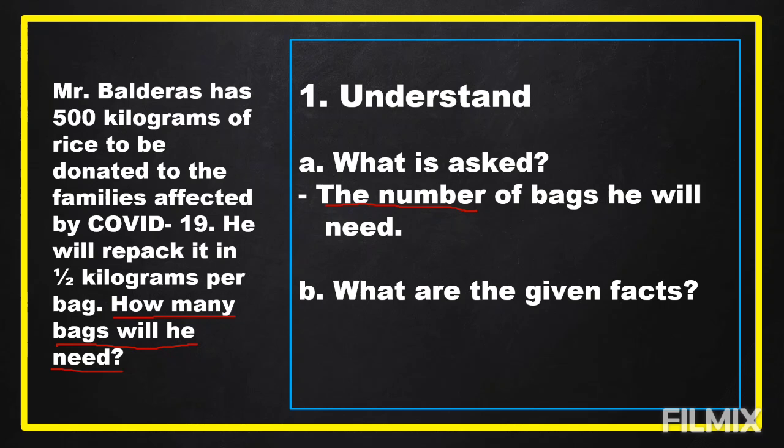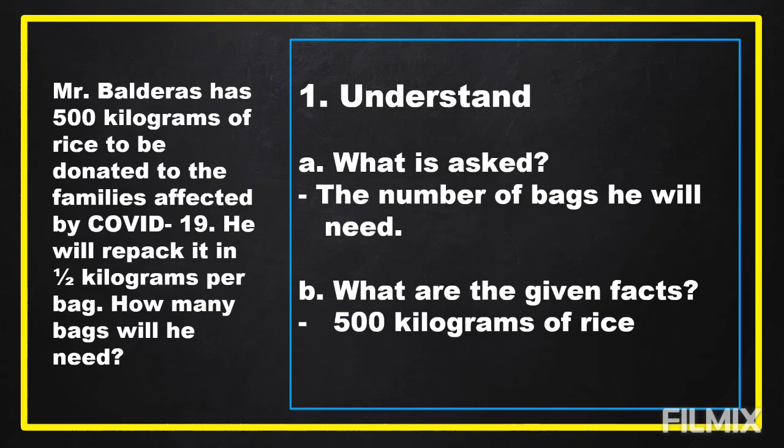The second one that we are going to know is what are the given facts in the problem. When we say given, those are numbers found in the problem. We have 500 kilograms of rice and it will be divided into 1/2 kilogram.